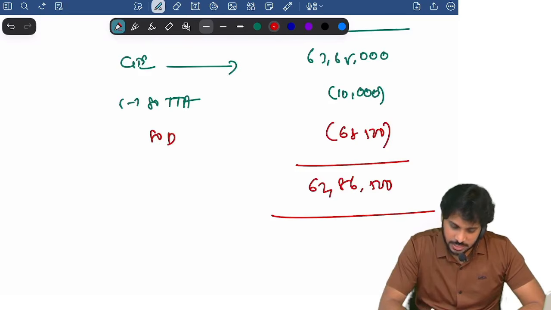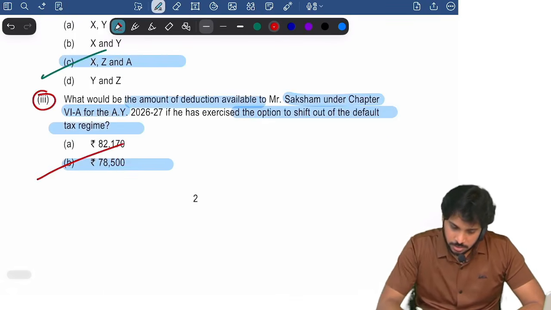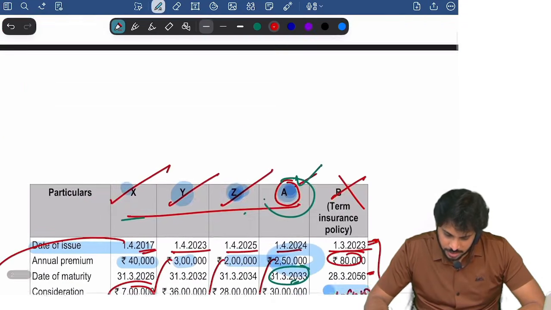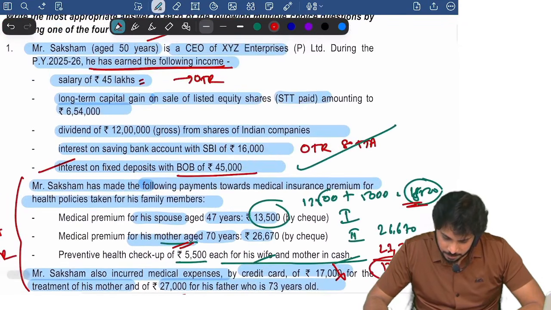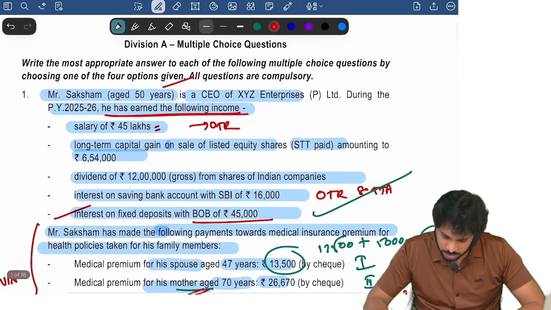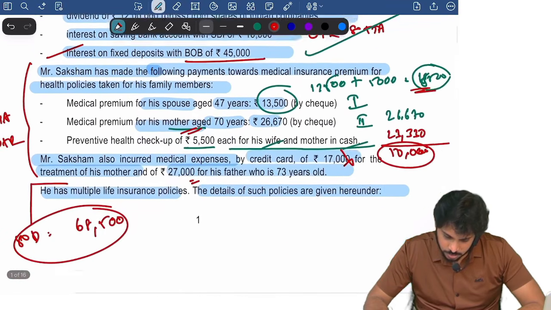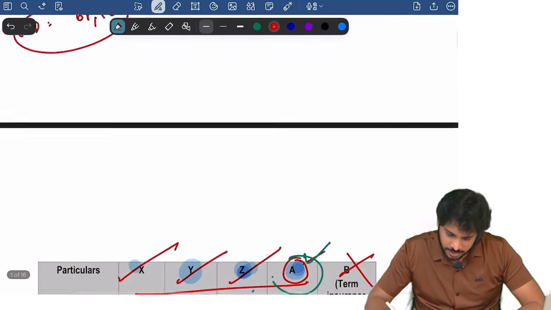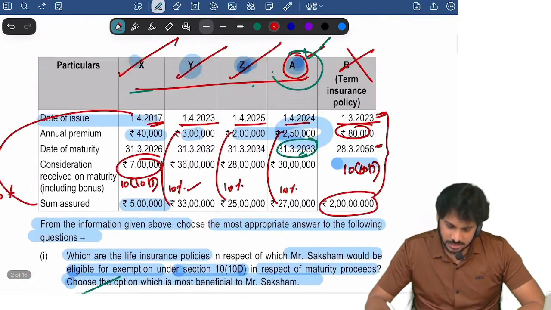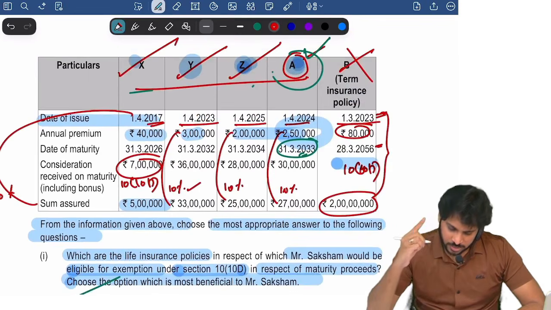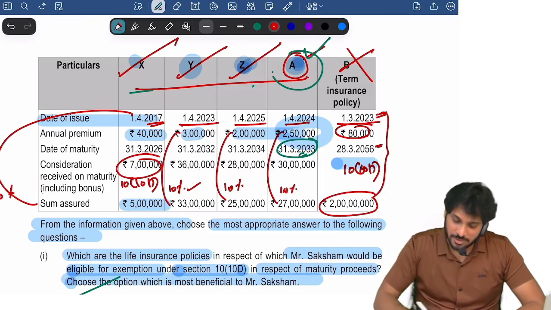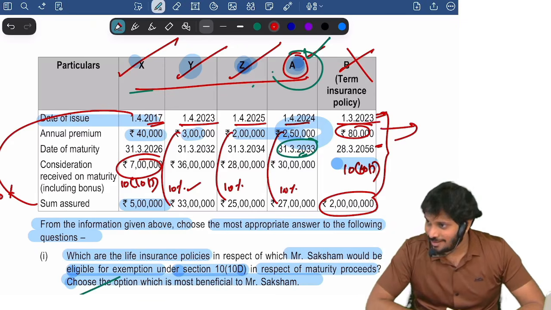How much is the answer we got? Did he pay any medical repayment? Wait. Did he pay any housing loan, all that? Interest on savings 10,000 we claimed. This we claimed. That's it. Wait. He has insurance policy premiums. Every year he's paying. This we should total.